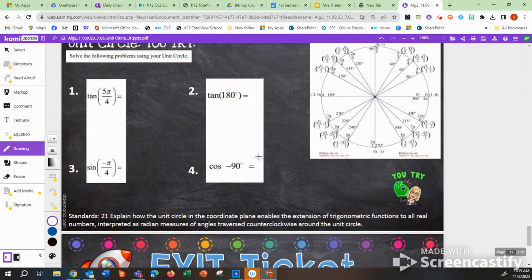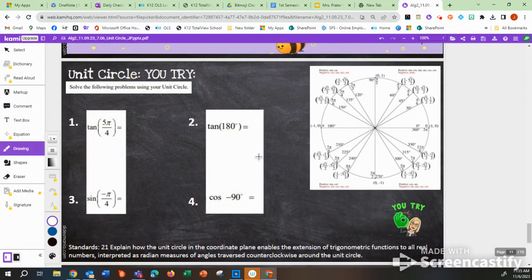I don't think I have the answers. So what I'll do is if you want to try these on your own and then just stop the video, you can. I'm going to go ahead and write the answers in. So again, if you want to stop your video and try these 4 on your own, and then once you've tried all 4, come back and I'll have the answers there for you.